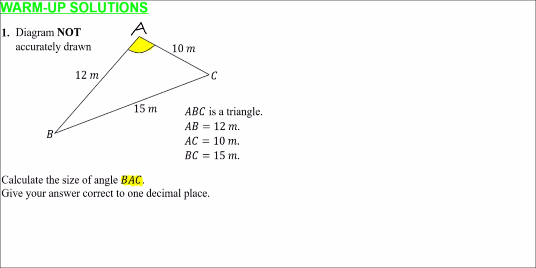So for this one, bearing in mind we've been doing the sine and cosine rule, you might know now that this is a question where we can use the cosine rule. Just to remind you what the cosine rule is, it's a squared equals b squared plus c squared minus 2bc cos A. So we can apply this now to this triangle.